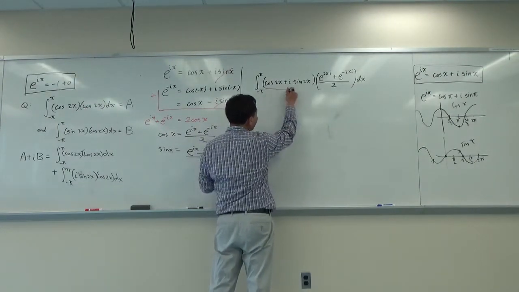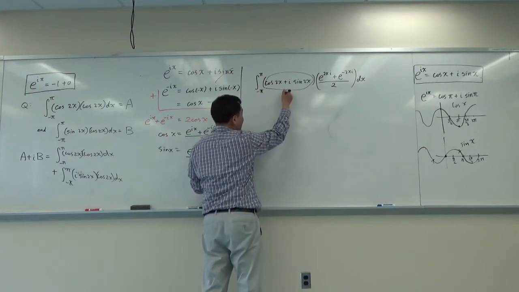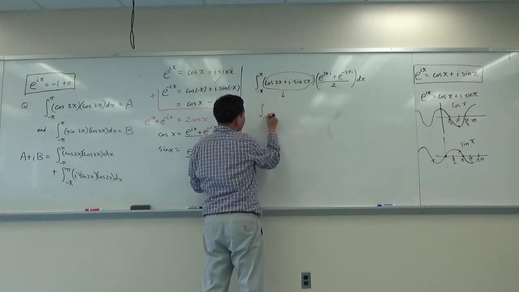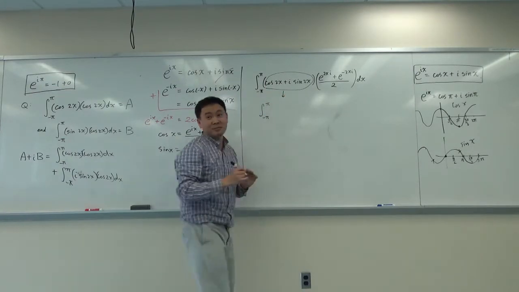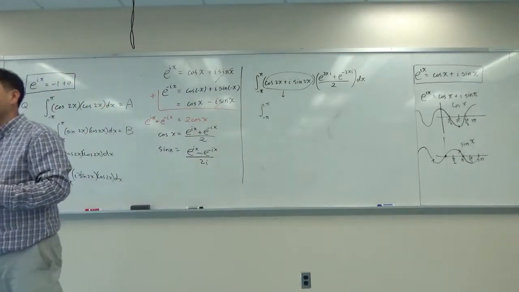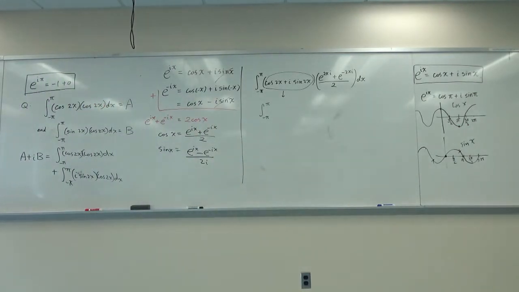Oh, but I can rewrite this yet again. What is this? Can you simplify that? e to the i 2x. Yeah.